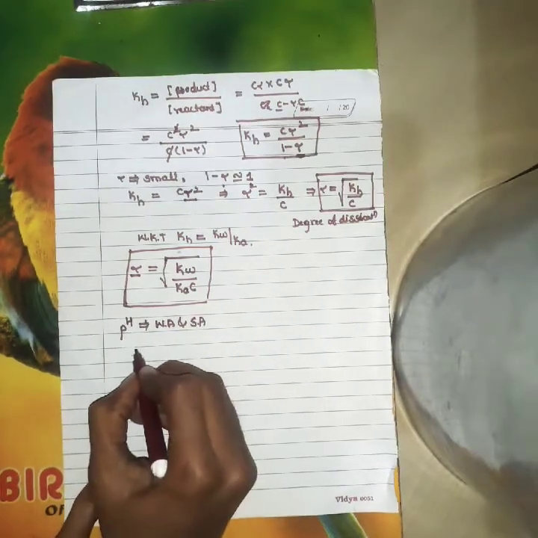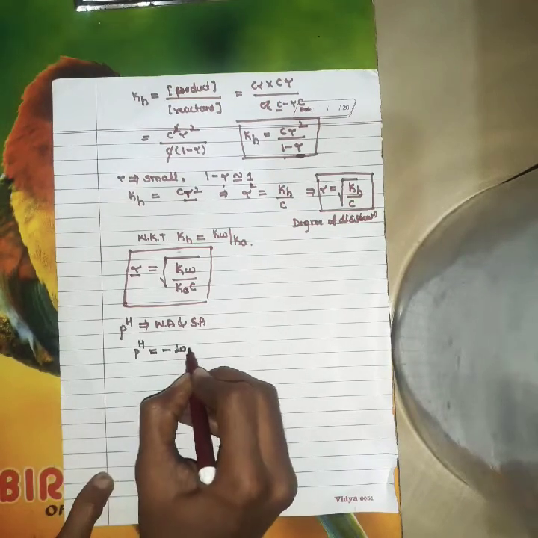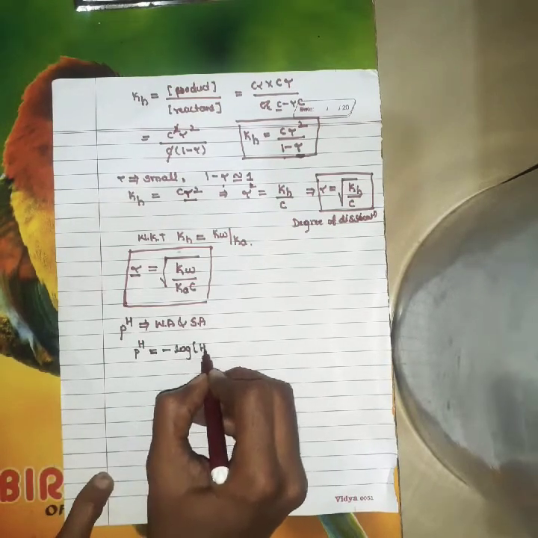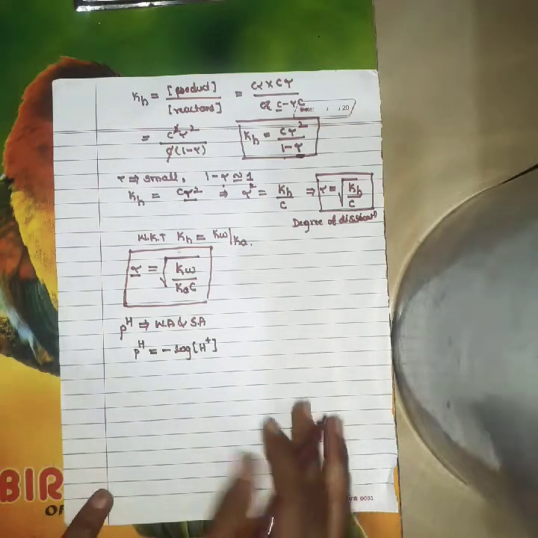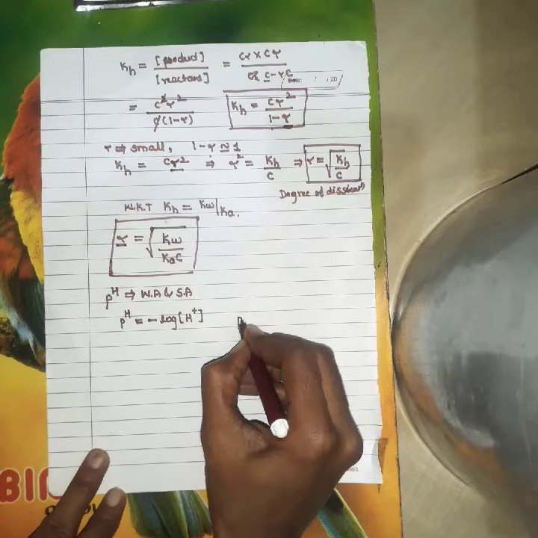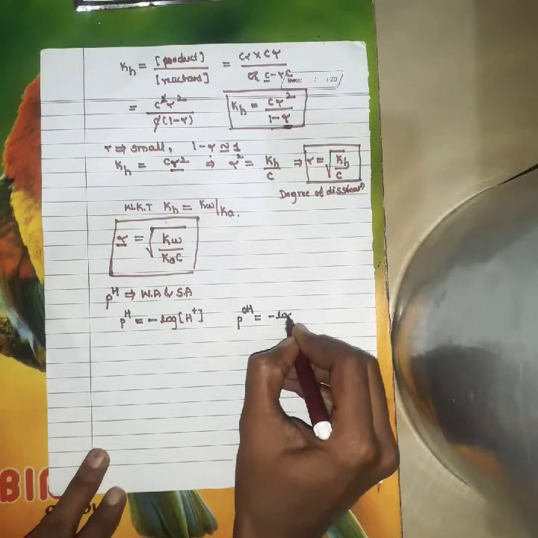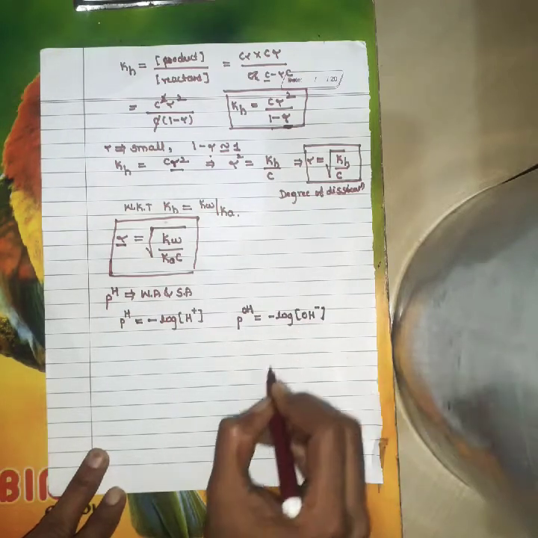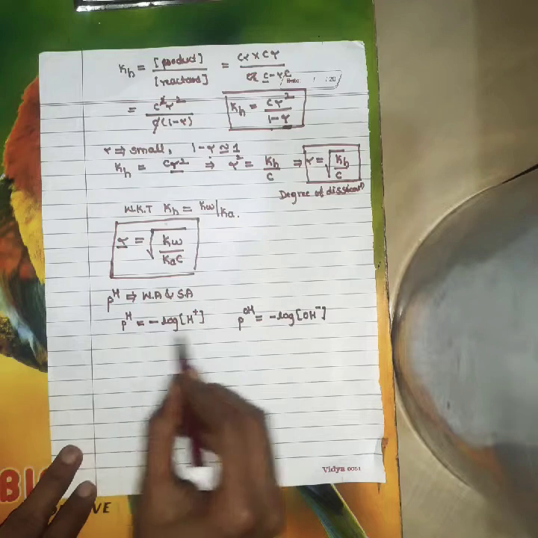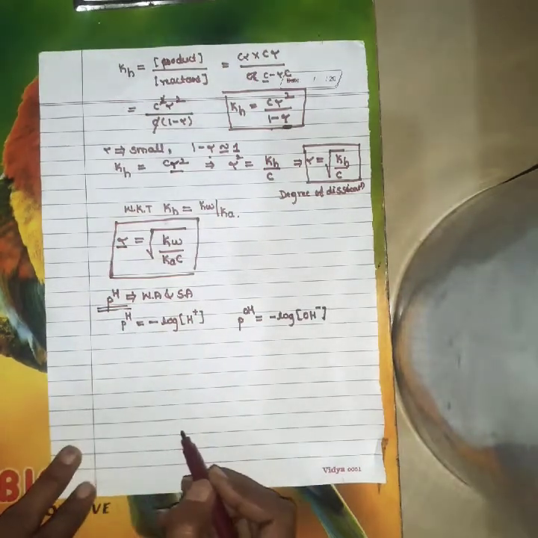What do you mean by pH? pH means negative log of concentration of H plus, and also pOH. pOH means negative log of concentration of OH minus. These are the definitions for pH and pOH. We want to determine the pH of this solution.